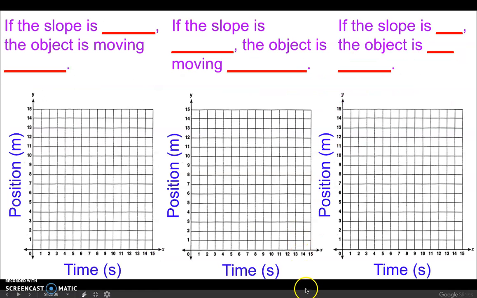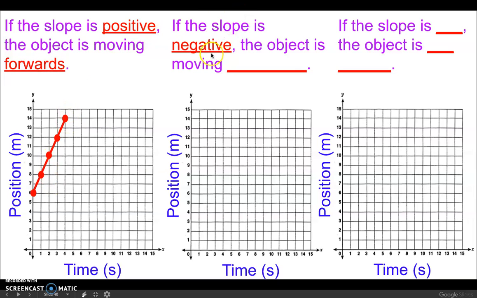All right. So if the slope is positive, the object is moving forwards. So here we've got an object with a positive slope. This object would be moving forwards. If the slope is negative, the object is moving backwards. So here we've got a position versus time graph where the slope is negative. We can tell because as we go to the right, it's going downwards, right? Whereas in this one, as we go to the right, it's going upwards. So this one, since we're going to the right and it's going downwards, that means it's negative. So that means this object is moving backwards.